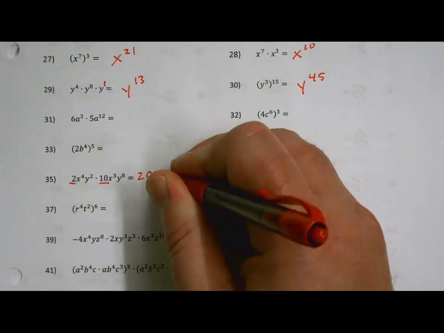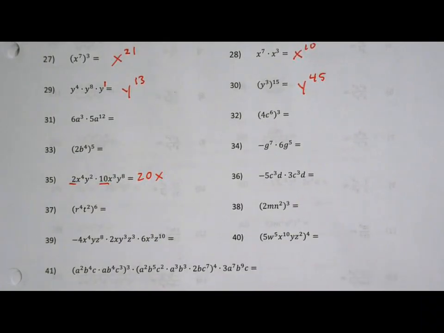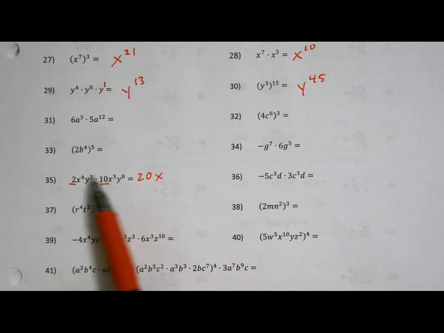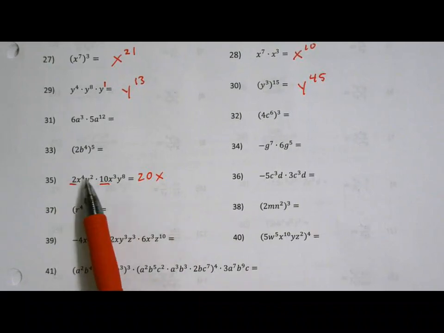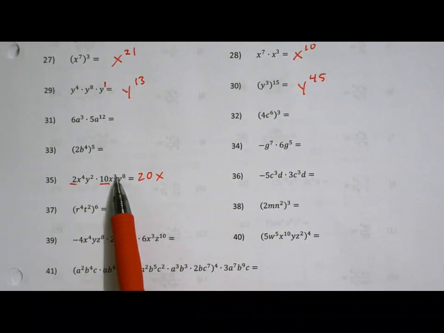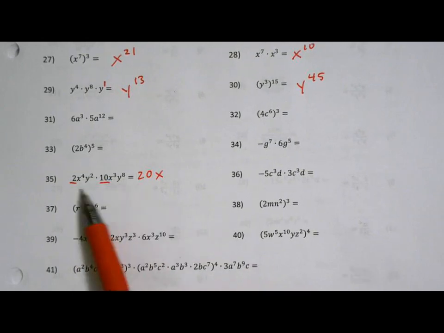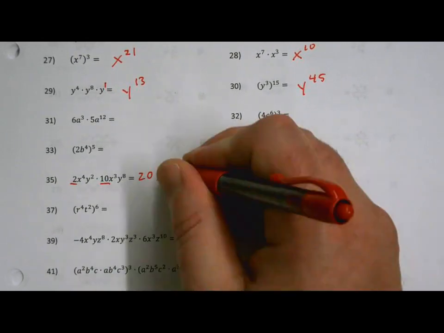And then we got some x's. So write down an x. Now what am I going to do with my exponents here? Am I going to add these exponents or am I going to multiply them, the 4 and the 3? We should add, there's no parentheses here, so we're going to add the exponents. 4 plus 3 is 7.